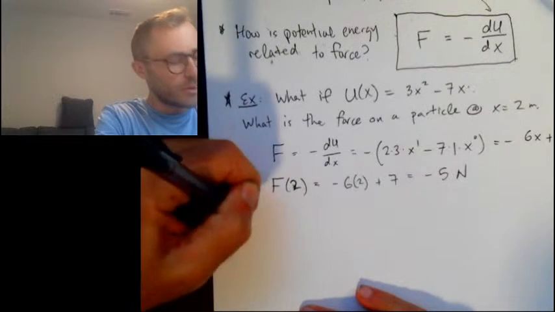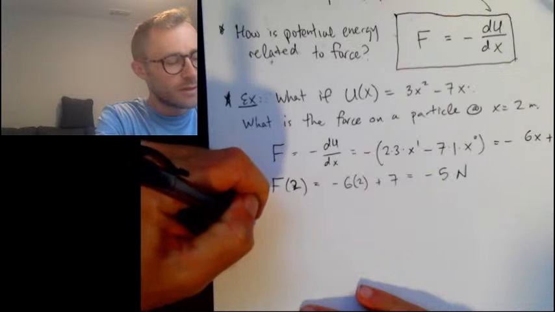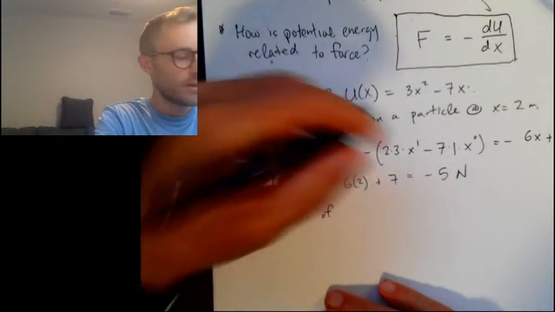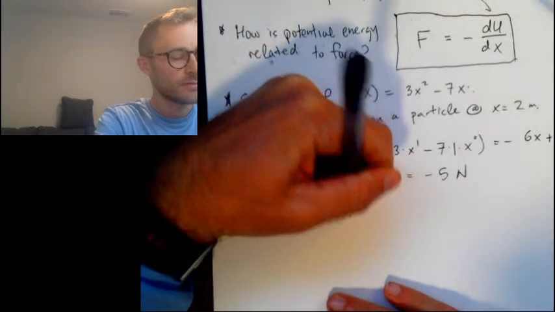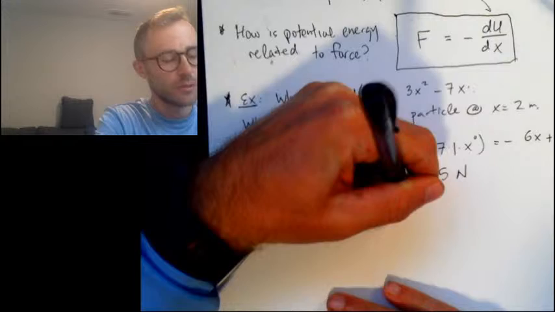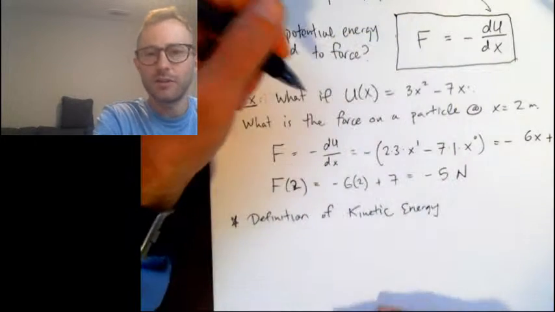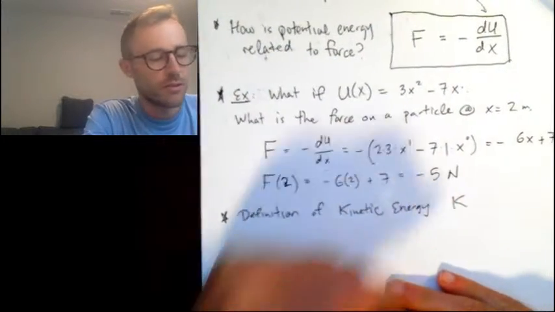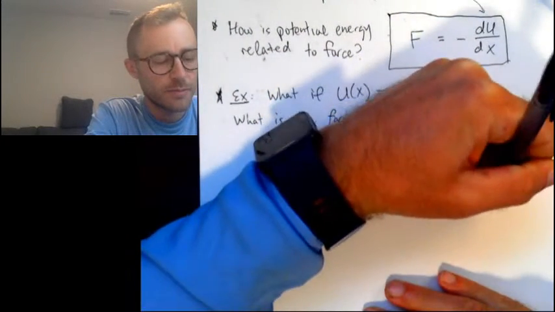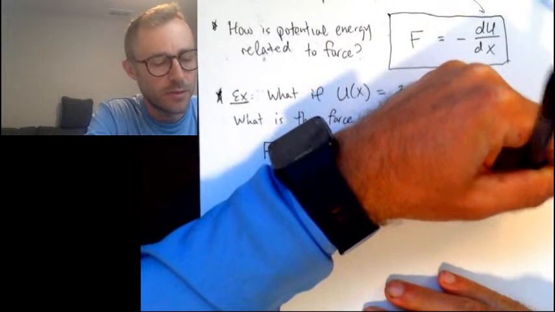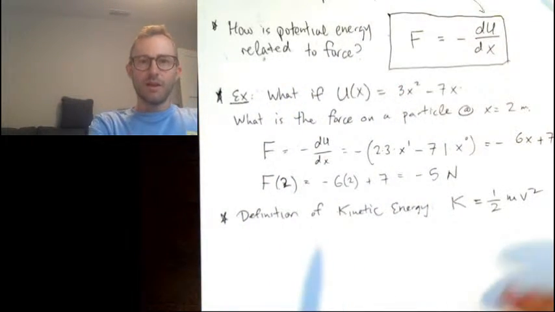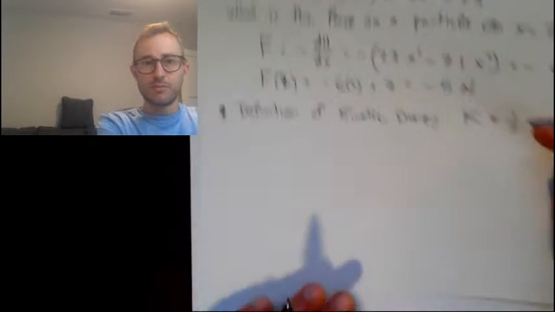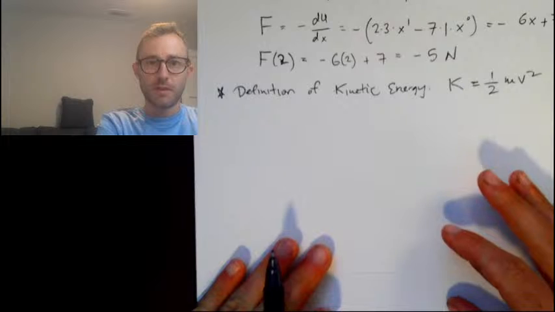Next thing I want to do is give the definition of kinetic energy. So we discussed kinetic energy last year, and it's denoted by K, and its value is 1/2 mv squared. All right. So now I'm going to show you guys one of my favorite proofs. I'm going to do a proof for you guys. All right.